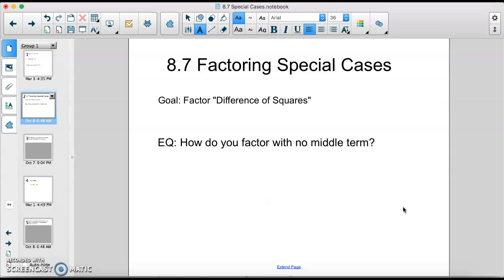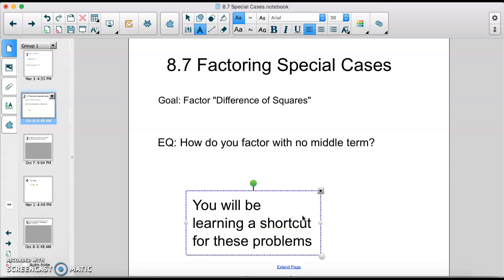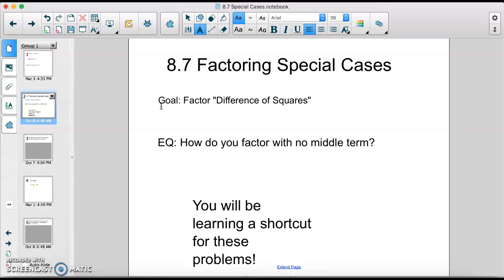Today we are going to be doing 8.7, which is factoring special cases. The big thing we are going to do is when it's a difference of squares. So our essential question is, how do you factor with no middle term? You will be learning a shortcut for these problems today. It doesn't work for all problems, but it does for the ones you're learning today.